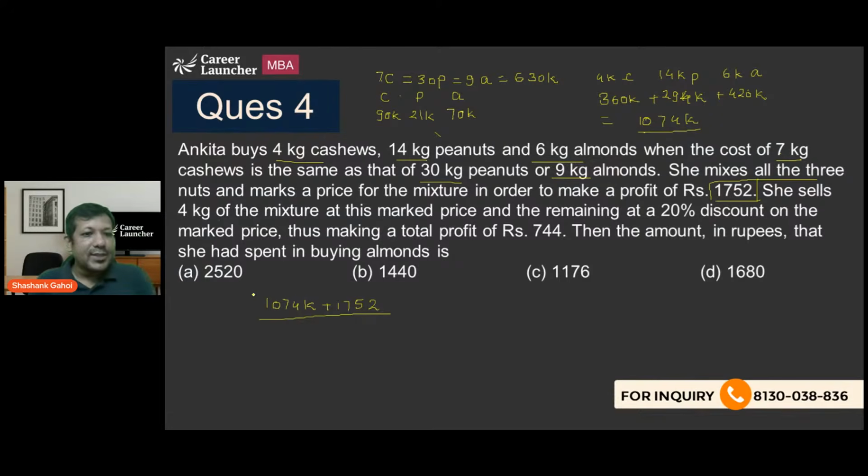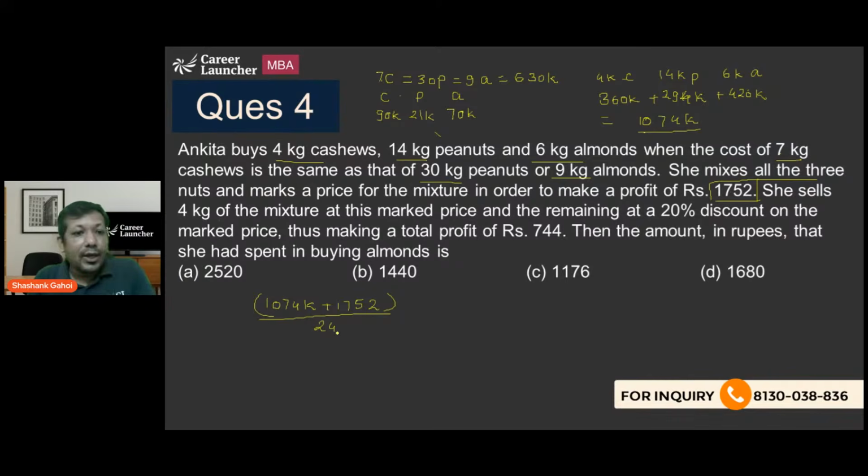Okay. So basically this is not the profit, this is the mark price, because she marks the price in order to make a profit. So basically she was supposed to sell everything at this price. Now she says that she sells 4 kg of the mixture at this mark price. So this is the mark price of 24 kg. So what is the price of 1 kg? That is going to be this.